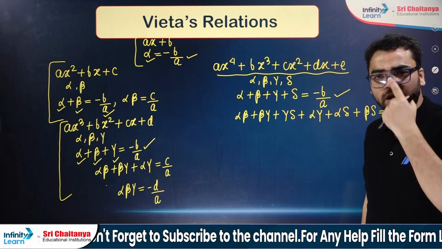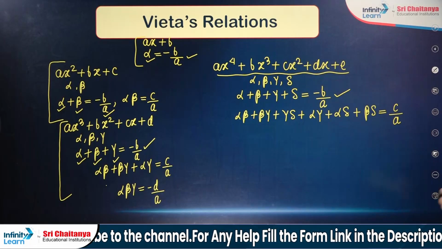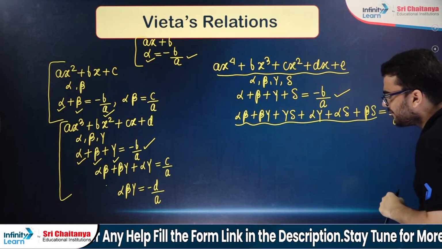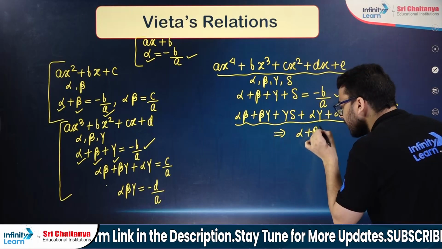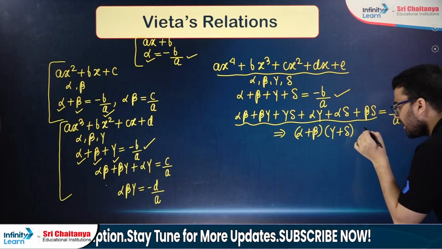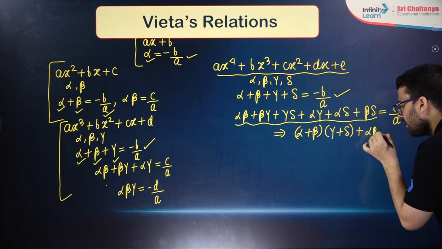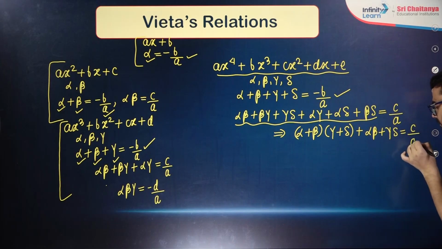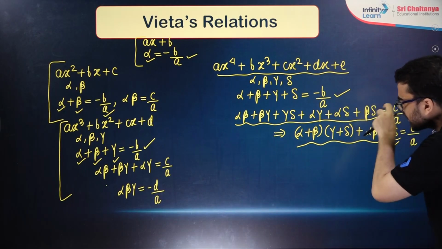Now one thing you have to remember in a 4-degree polynomial: if you simplify and factorize this thing, you will get it in this form basically: alpha plus beta into gamma plus delta, and then alpha beta plus gamma delta, and that is equal to c by a. I hope that is clear. This is a very important form. I mean, this thing is coming from this thing only.